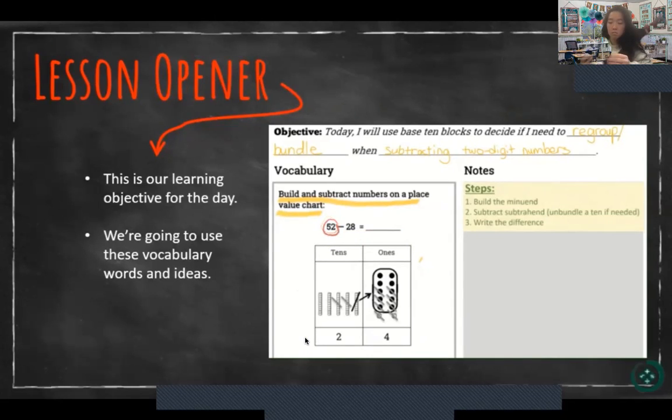They decomposed their minuend, 52, into 5 tens and 2 ones. They needed to subtract 28. They started with 8 ones. They realized that they could not subtract 8 ones from 2 ones. So they unbundled one of their tens into 10 ones. Then they subtracted 8 ones, and they had 4 ones left. Then they subtracted 2 tens. They were left with 2 tens. So 2 tens and 4 ones is equal to 24. They found that 52 minus 28 is equal to 24. Let's keep this strategy in mind as we work through today's lesson.